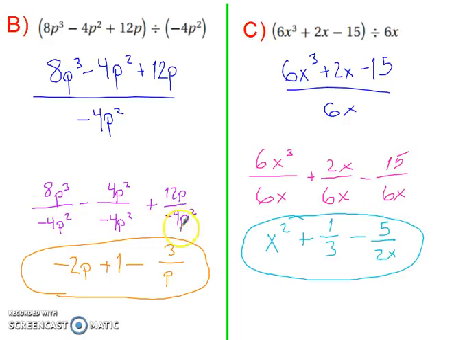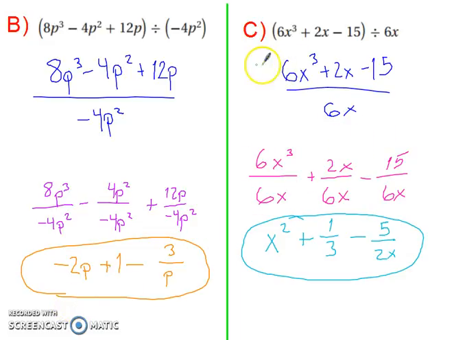In this case, there's going to be stuff left in the denominator. That's okay. Just leave it there. So, in this case, we reduce, and we have a 3 left on the top, or in our numerator, and then a p in our denominator. So our end result reads negative 2p plus 1 minus 3 over p.